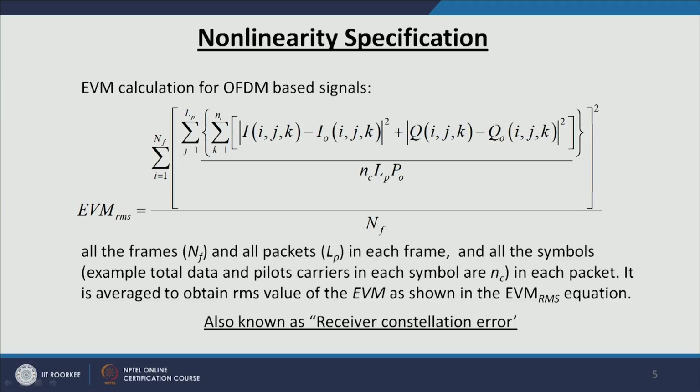We calculate for each carrier, then for how many carriers were there originally in one packet. We repeat that for all the packets, and then for how many packets were there in a particular frame. We take the root mean square of all that value, and then we normalize it with the number of frames to have one particular RMS value. Now, in some of the literature, if you come across the term receiver constellation error, it also denotes this particular definition. It is again the EVM.